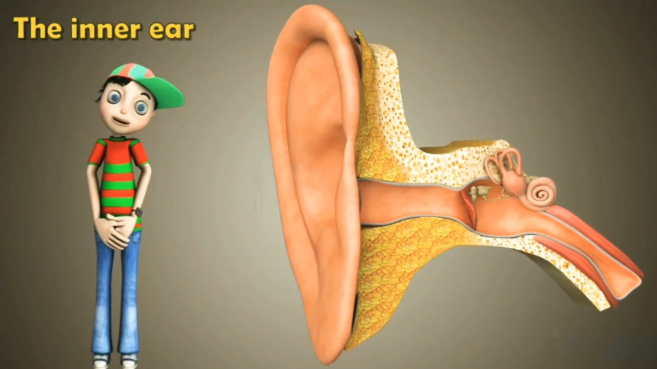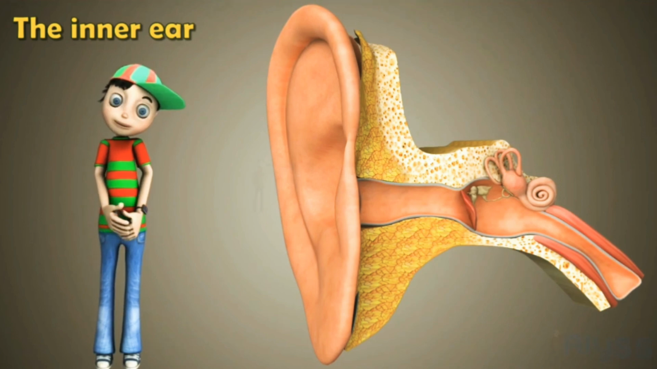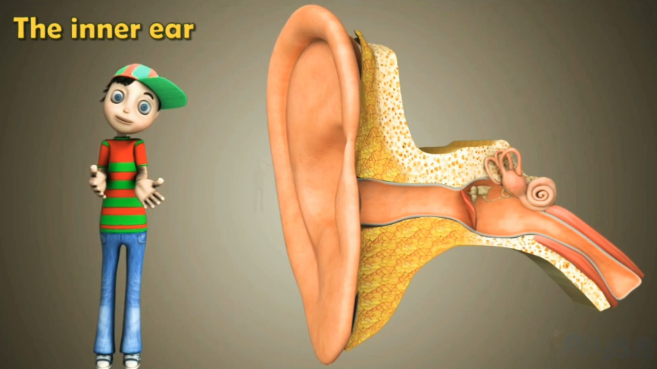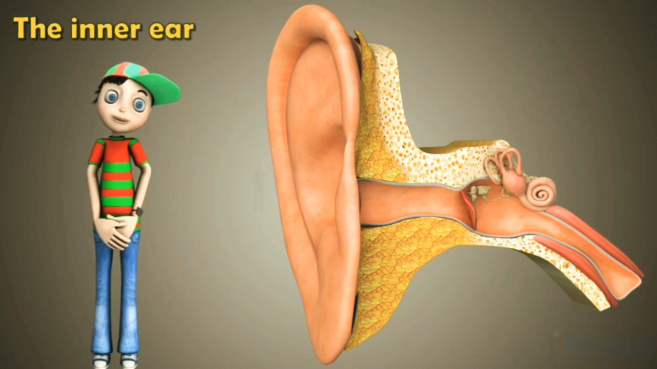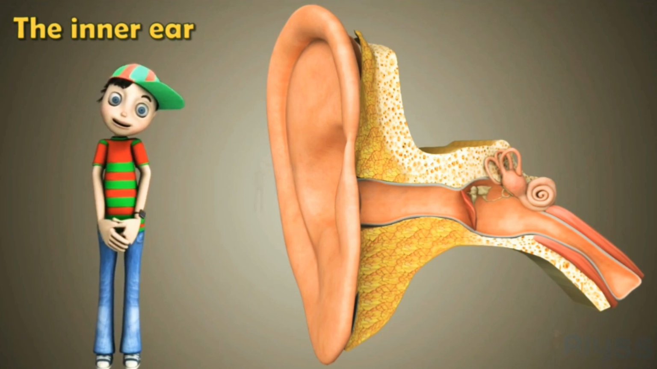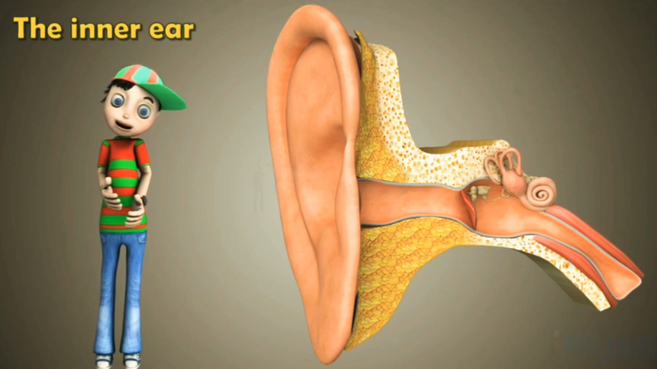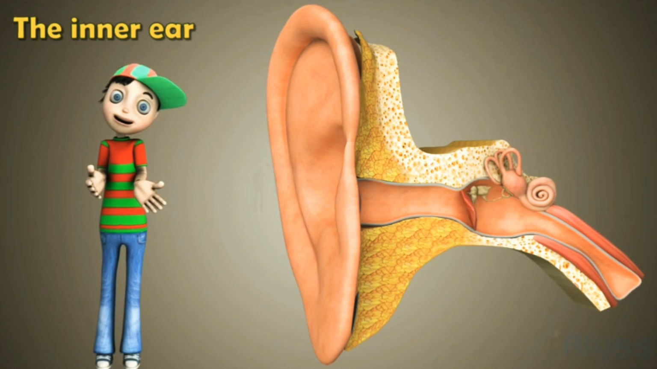The hair fibers in the cochlea are all connected to the auditory nerve, and when the hair fibers move, they send electrical signals to the auditory nerve, which is connected to the auditory center of the brain. In the brain, the electrical impulses are translated into sounds which we recognize and understand.